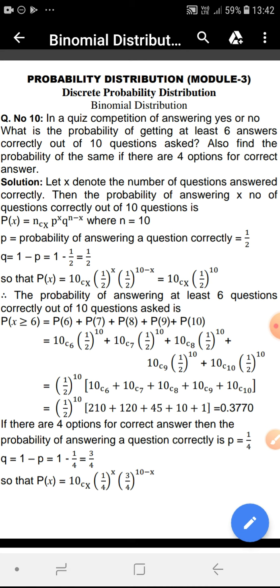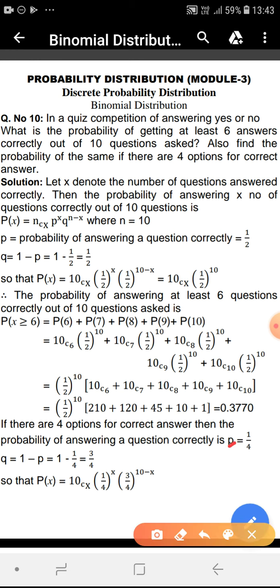Now in the same question, suppose each question has got 4 options. Out of 4 options in the answer, 1 is correct. Then what is the probability of answering at least 6 questions correctly? Now the probability of answering a question correctly will be p equal to, out of 4 options, only 1 is correct. So the probability of answering a question correctly when there are 4 options is 1/4. p is 1/4, q is 1 minus p, 1 minus 1/4, which is equal to 3/4.